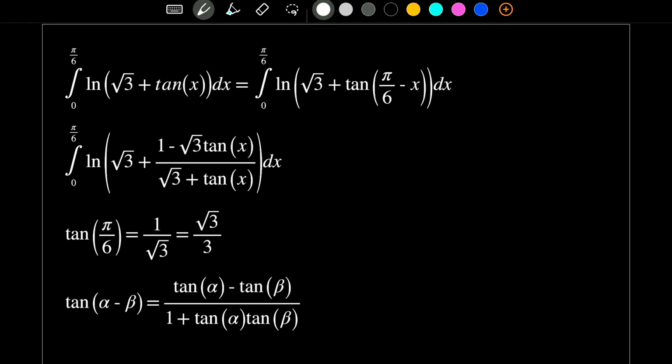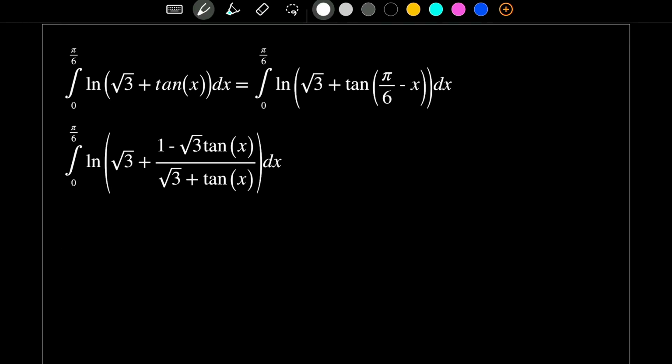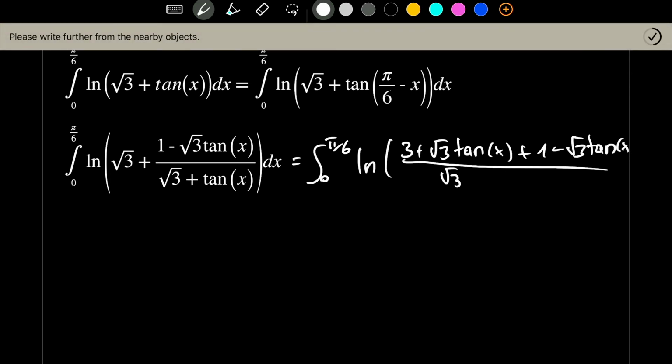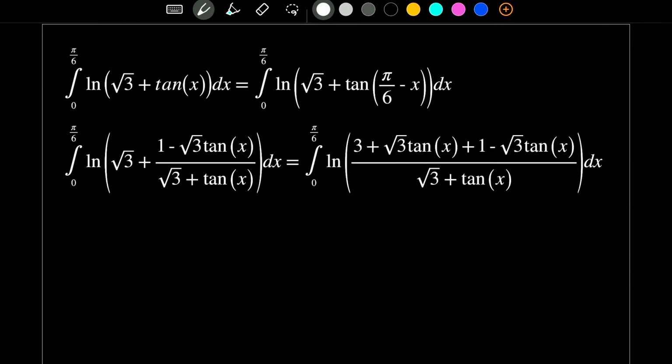Now that we've got that, we can get rid of all of this. Let's now deal with this square root of 3. Let's get it into the same denominator. So we're going to get the integral from 0 to pi over 6 of the natural logarithm of square root of 3 times the square root of 3 plus tangent of x. That's going to give us 3 plus the square root of 3 tangent of x, and then of course plus 1 minus the square root of 3 tangent of x, all divided by square root of 3 plus tangent of x, and then dx. Nice, we've got a pretty significant simplification with the square root of 3 minus square root of 3, and we're going to get 4 in the numerator.